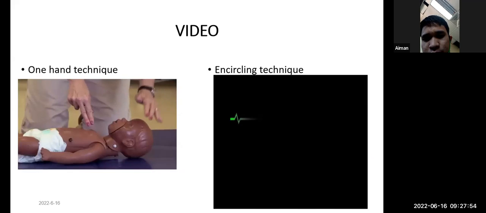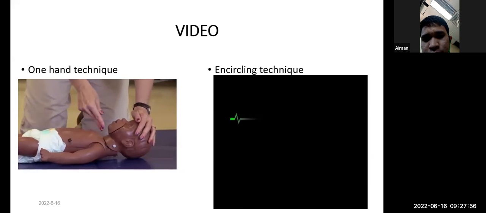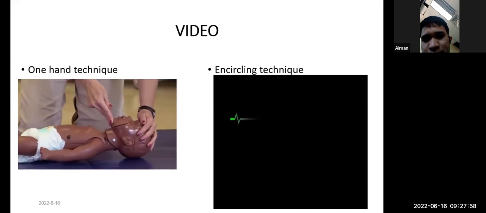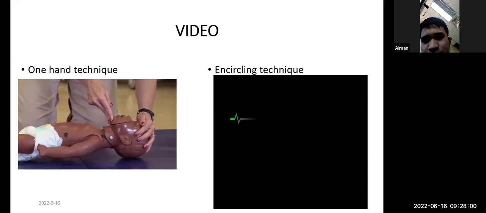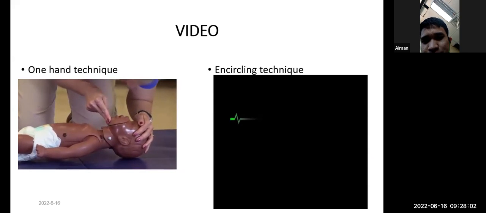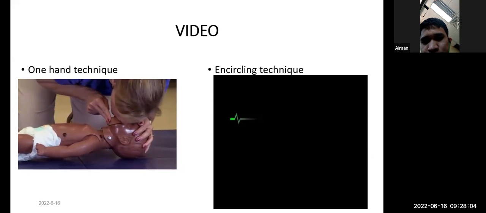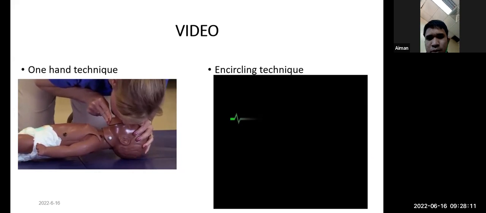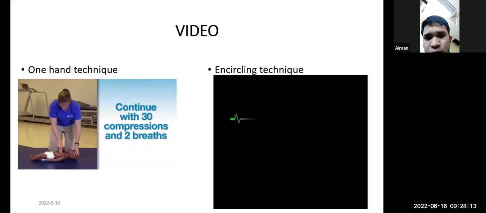After giving compressions, give breaths. Tilt the infant's head back slightly, using one hand on the forehead and lifting up on the infant's chin with 2 fingers with the other hand. Cover both the infant's nose and mouth with your mouth. Give 2 small, slow breaths, watching for the infant's chest to rise.